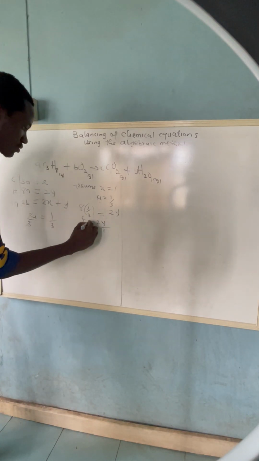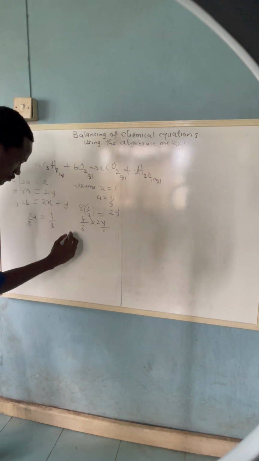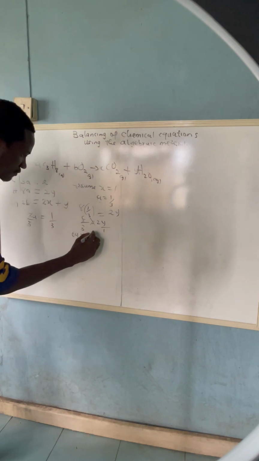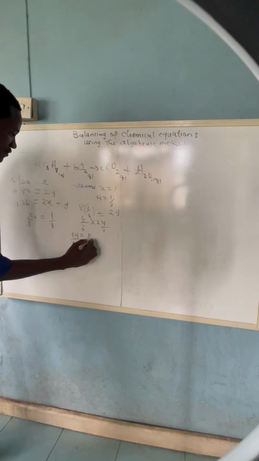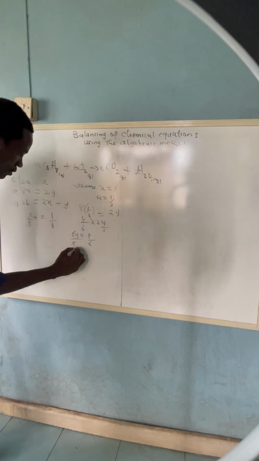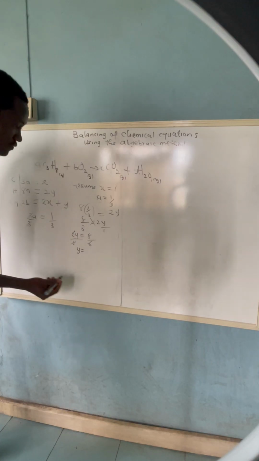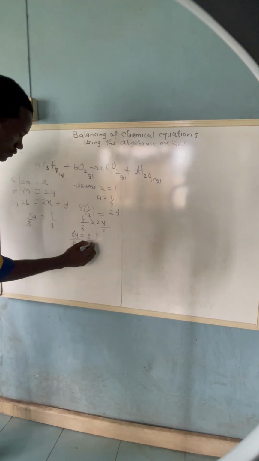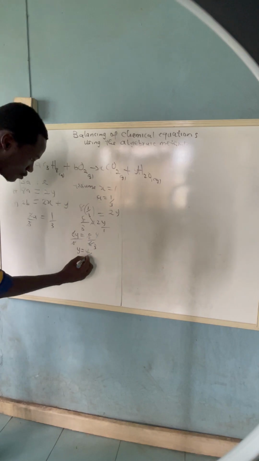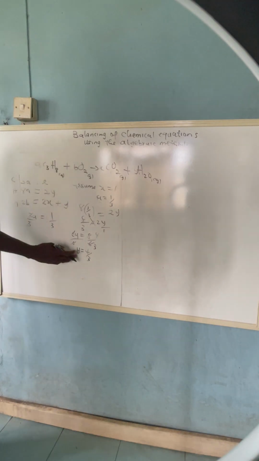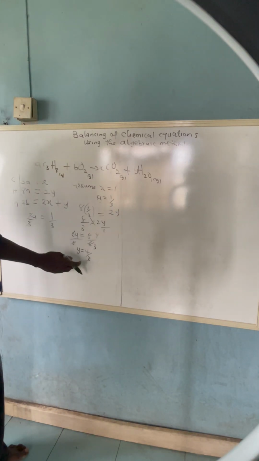So we can cross multiply here. 2Y times 3 gives us 6Y equal to 8. So we can divide both sides by 6. Then Y, we can reduce this fraction: 2 here is 4, 2 here is 3. We are going to have 4 over 3. So this is our Y value. We've gotten Y as 4 over 3.